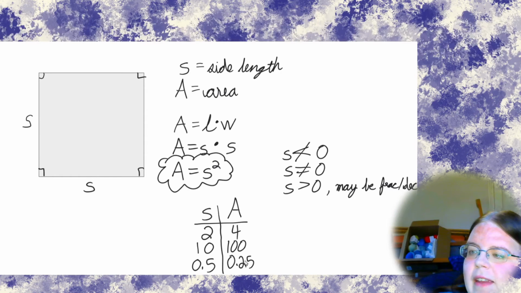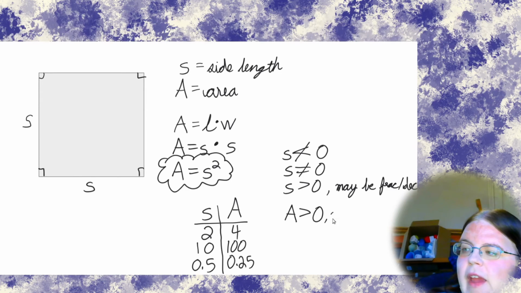So I'm noticing something about these areas. The area never seems to be a negative number, and that makes sense because it's been squared, and any real number squared is not going to be negative. It's either negative times negative is positive, positive times positive is positive, 0 times 0 is 0. It's never negative. So I see that the area has to be greater than 0. And I do see that if you start with a fraction or decimal, you can get a fraction or decimal as a result. So the area may be a fraction or decimal, just like the side length.